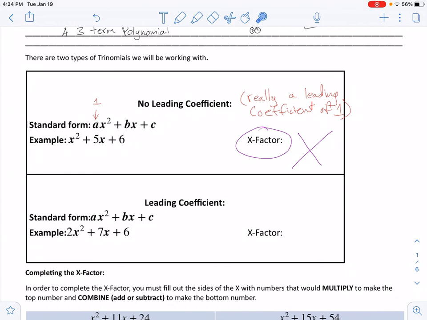Okay, so no leading coefficient is like 1 times 6. So we're just going to take this 6, and it's going to get written in up top. I'll do it in red. And then we take our B term, which is our middle term here, and that gets written on the bottom. So 6 and 5. And whatever the signs are, we're going to write the sign. So if I had a -6 on top, I would write -6, or a -5 for the bottom, I would write -5. And that's how we begin to fill out the X factor.